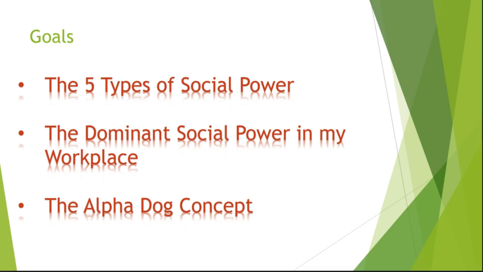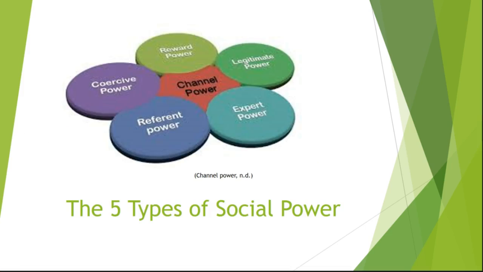The goals of this presentation include a discussion of the 5 types of social power, an analysis of the dominant social power in my own workplace, and an explanation of the alpha dog concept. First, we will begin with the 5 types of social power. These include legitimate power, coercive power, reward power, expert power, and referent power.